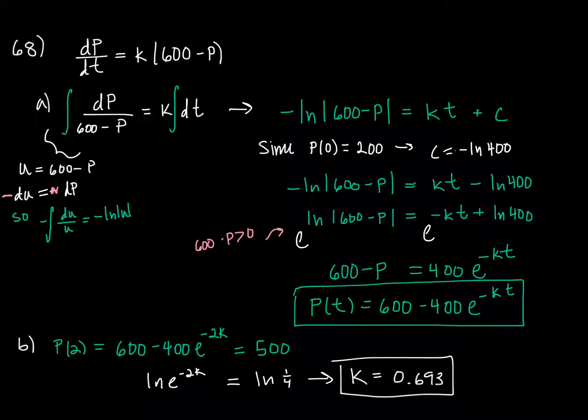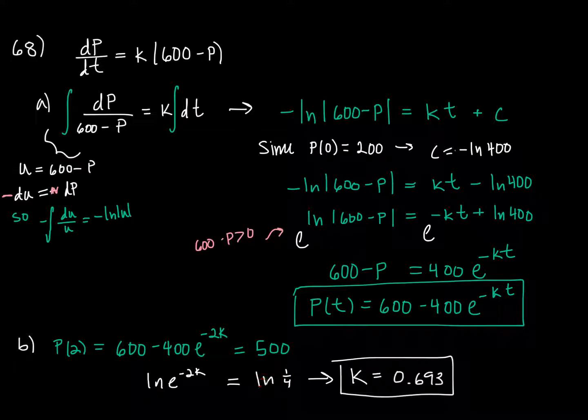All right, moving on to part B. If p of 2 is equal to 500, find the value of k. And notice if I use that point, I can set t equal to 2, and that allows me to solve for k, because now I'll have one variable, k, that I need to solve for. And so what I'm going to do is subtract 600 on both sides and divide by 400. That'll end up with 1/4 on the right, and I'll take the natural log of both sides.